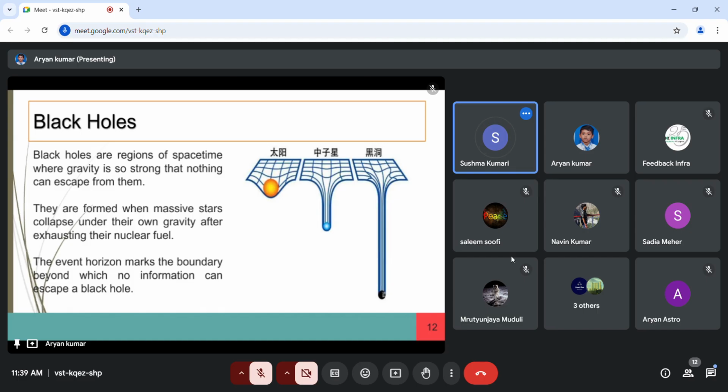Black holes are regions of space-time where gravity is so strong that nothing can escape from them. They are formed when massive stars collapse under their own gravity after exhausting their nuclear fuel. The event horizon marks the boundary beyond which no information can escape a black hole.